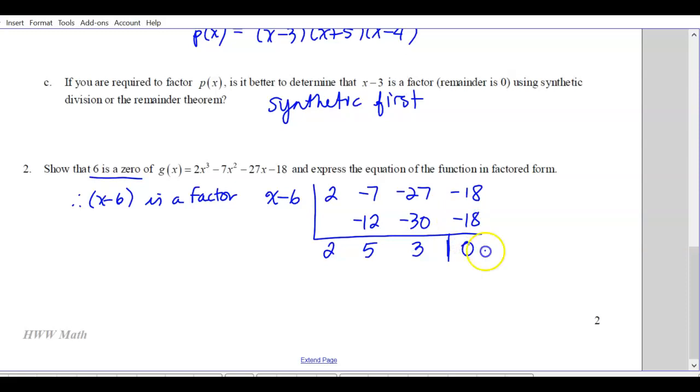Okay, so remainder 0. So we can say, I guess here I should say: is x minus 6 a factor? So that's what we're wondering. So then we divide the polynomial by x minus 6. We get a remainder of 0. So then you can say since remainder equals 0, then x minus 6 is a factor.